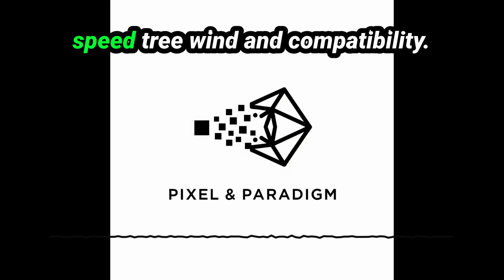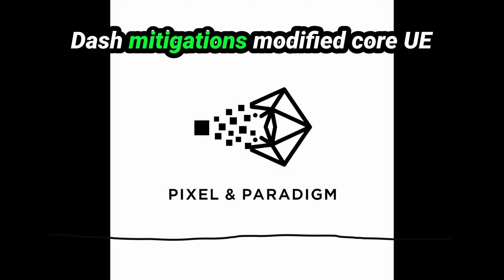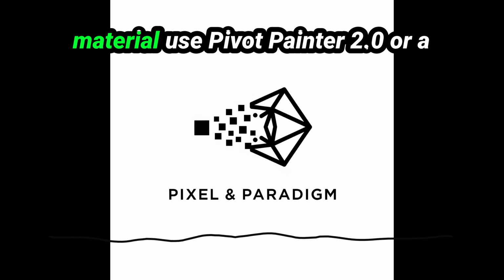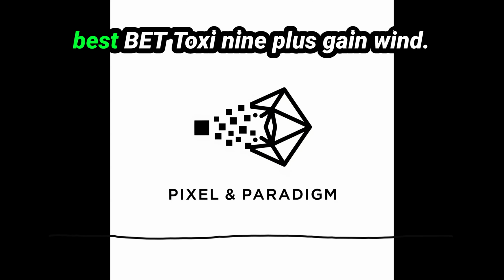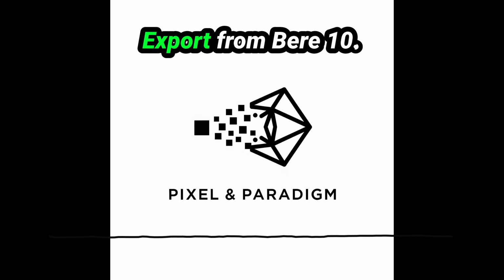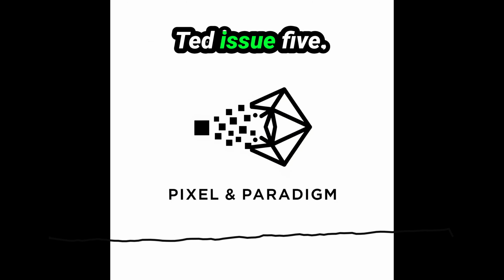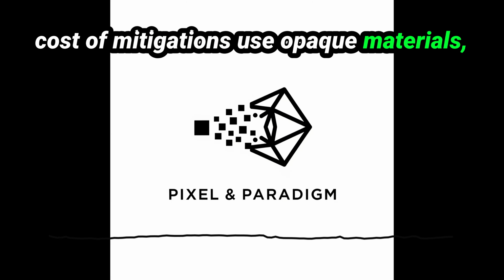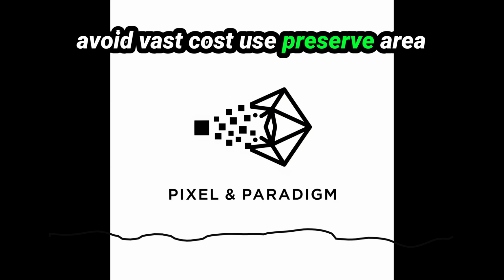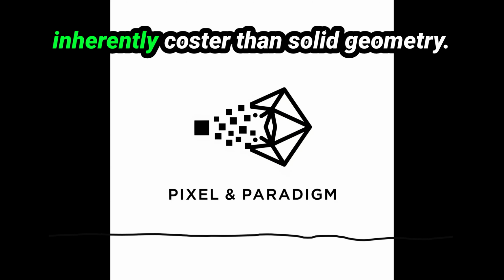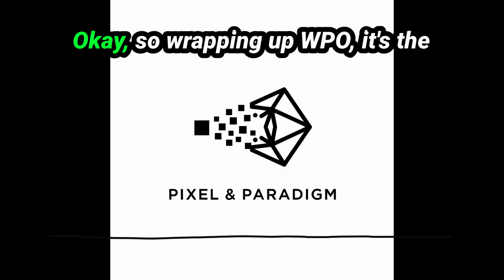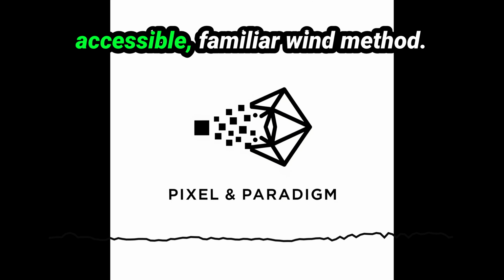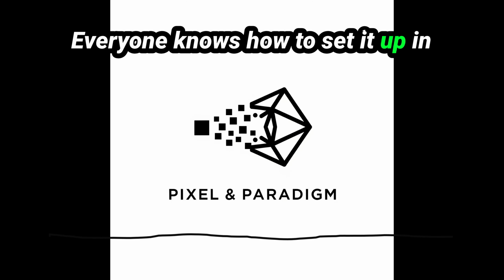Issue 4, SpeedTree wind incompatibility. Mitigations: modified core UE material, use Pivot Painter 2.0, or a best bet, SpeedTree 10.S9 plus game wind export from SpeedTree 10. Issue 5, general aggregate geometry rendering cost. Mitigations: use opaque materials, avoids mask cost. Use preserve area setting, accepting that dense forests are inherently costlier than solid geometry. Okay, so wrapping up WPO, it's the accessible, familiar wind method. Everyone knows how to set it up in the material editor.